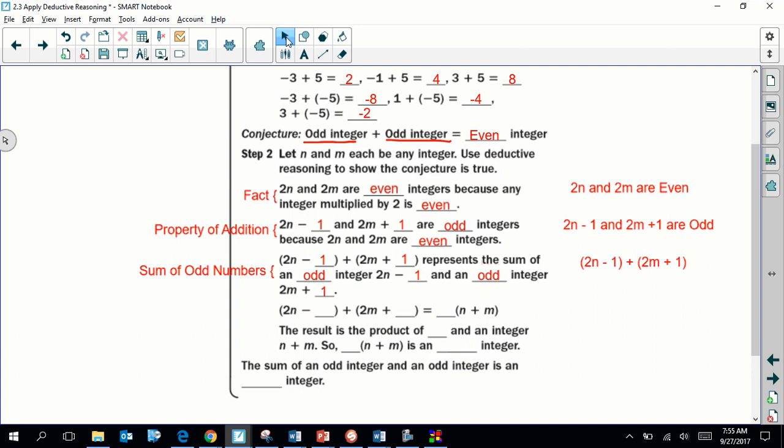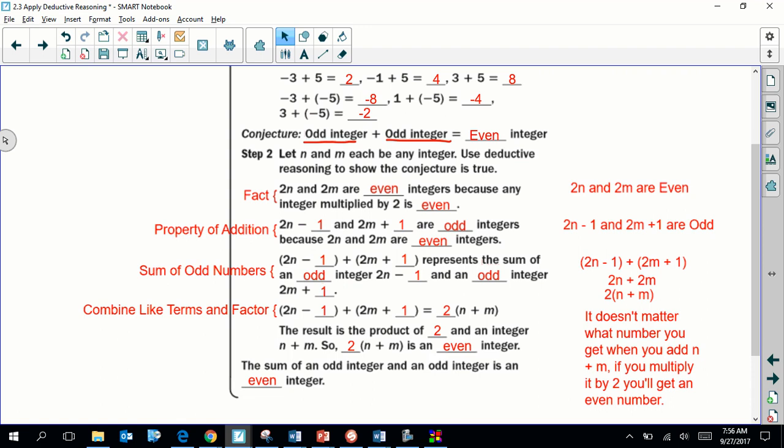Well, at this point, we can combine our like terms. In the expressions we have, 2n minus 1 and 2m plus 1, we can combine those together. So the positive 1 and the negative 1 cancel out, and I'm left with 2n plus 2m. At that point, we can factor out the 2 and get 2 times (n plus m).